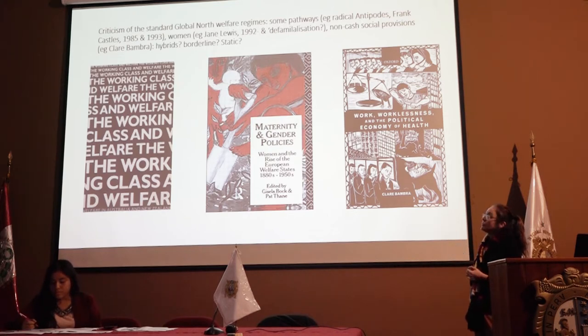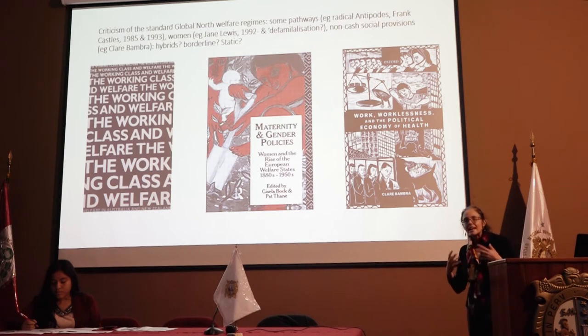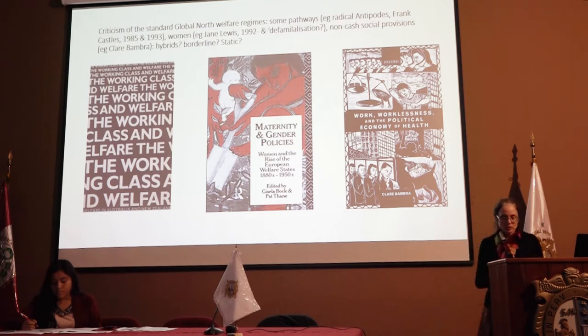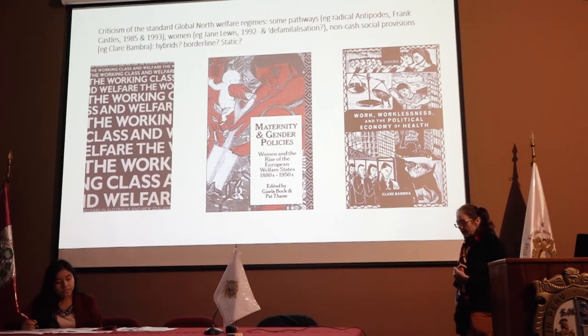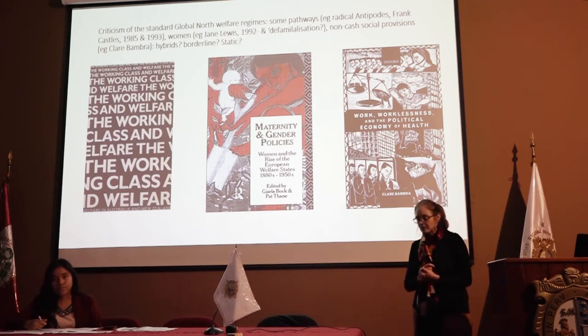Secondly, a whole group of historians, led perhaps by Jane Lewis in 1992, looked at women and said that women had been poorly treated in the model. And so she argued that you really needed to take into account women. And Marilyn Waring published a book in 1988 called Counting for Nothing.